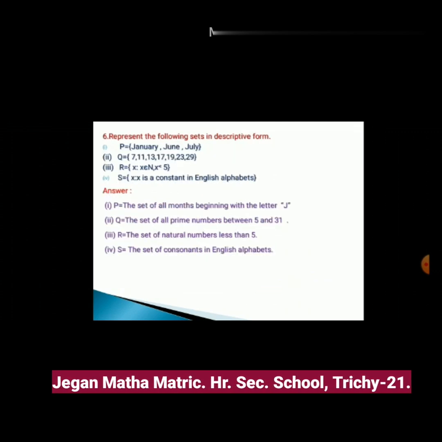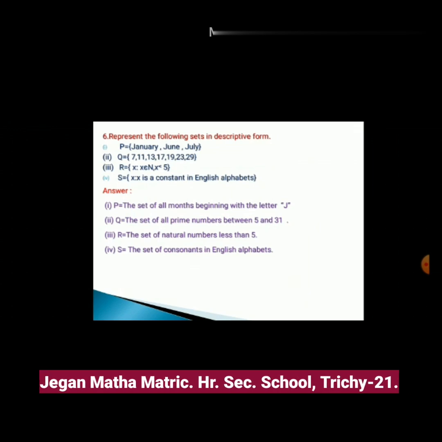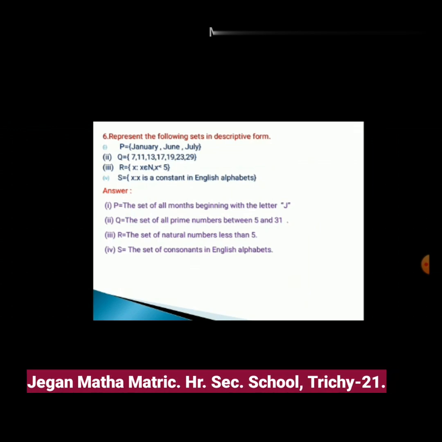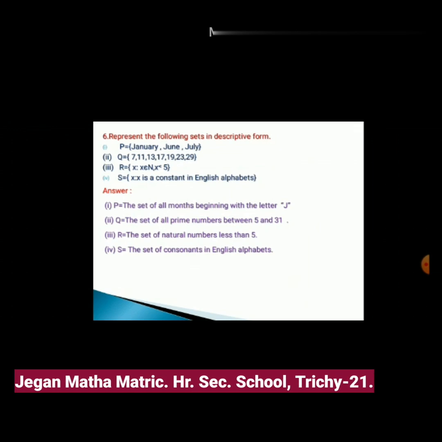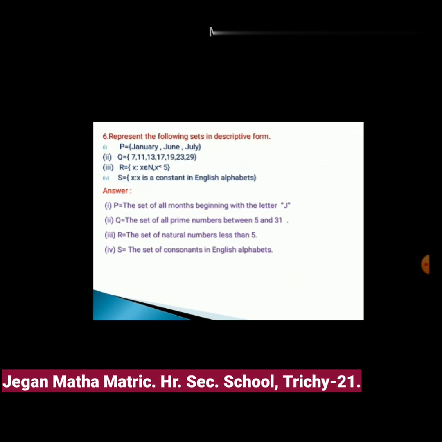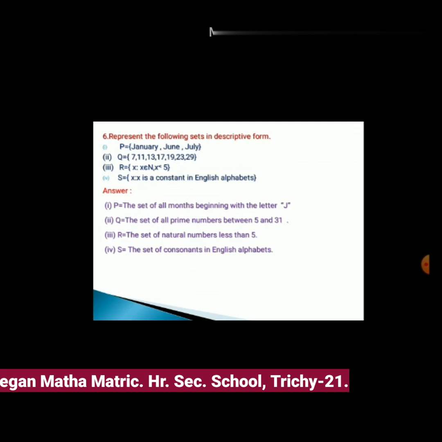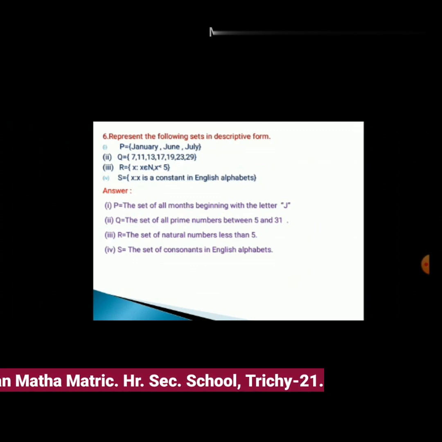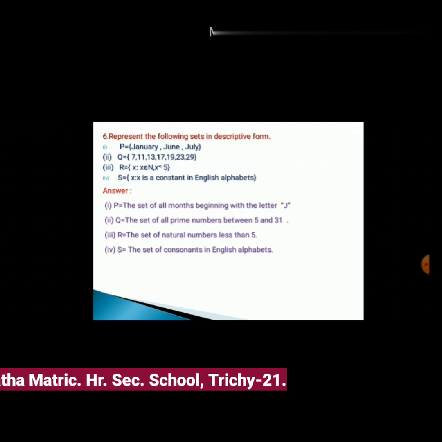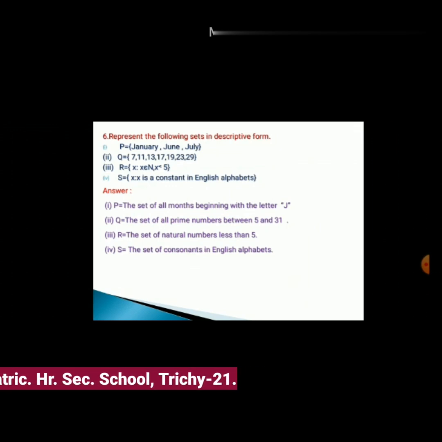In the sixth one, represent the following sets in descriptive form. Already we know descriptive form starts with "the set of". So the first one, P is equal to January, June, July. The answer: P is equal to the set of all months beginning with the letter J. Second question, Q is equal to 7, 11, 13, 17, 19, 23, 29. So the answer: Q is equal to the set of all prime numbers between 5 and 31.